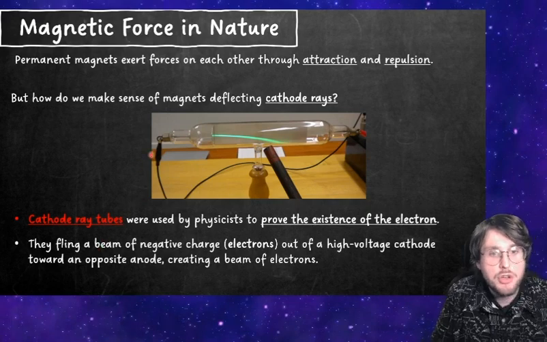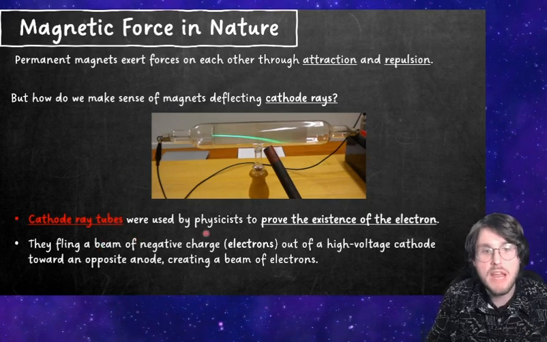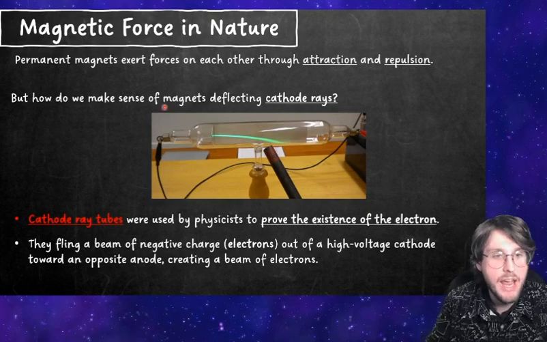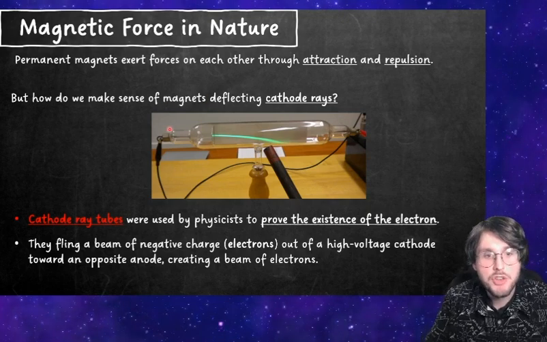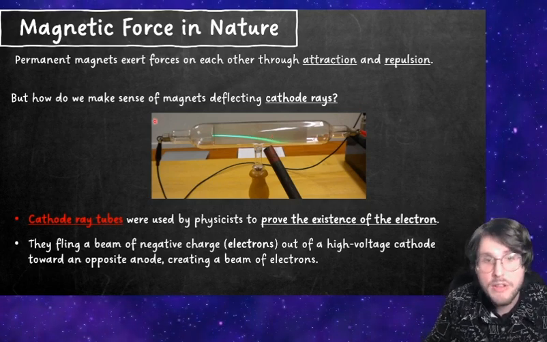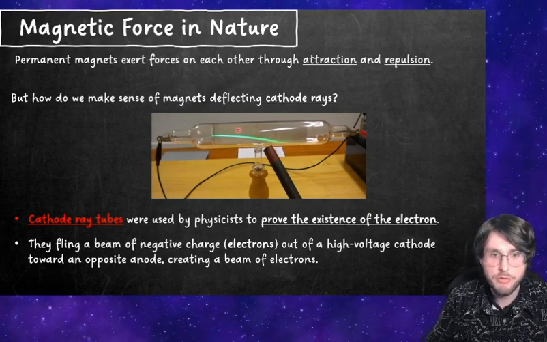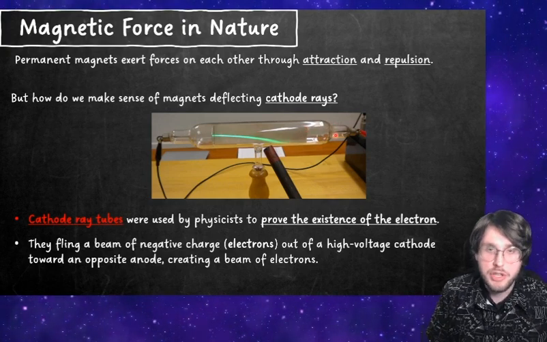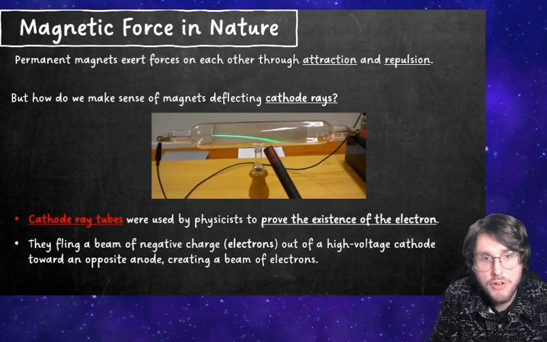A cathode ray tube is a device that flings a beam of negative charge, which we later found to be electrons, out of a high voltage cathode on the left side over here, towards an opposite positively charged anode on the other side. Doing this created a beam of electrons that flows from left to right in this picture. To do this, you need a relatively high voltage, and that's what took so long for us to figure this out.